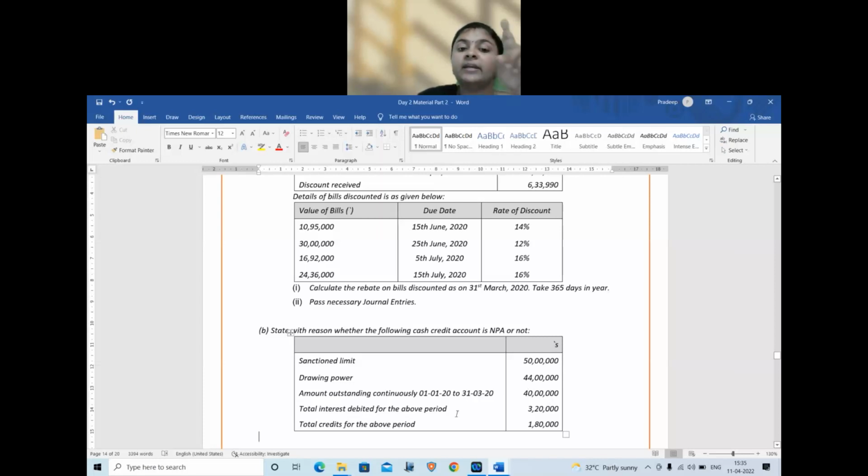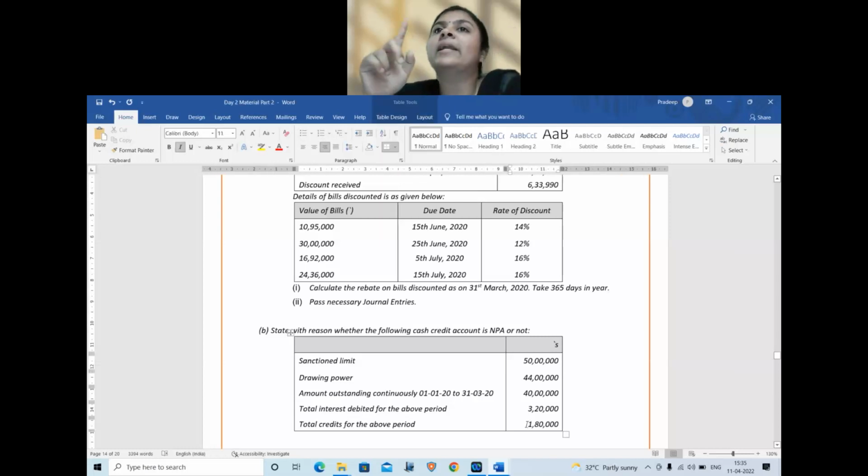Now, interest debited for the above period. So for the 3 months, interest debited is how much? 3,20,000. The total credits received is only 1,80,000, which means the total amount recovered from the customer in the 3 months is only 1,80,000. So total credits here is the total amount recovered from the customer.